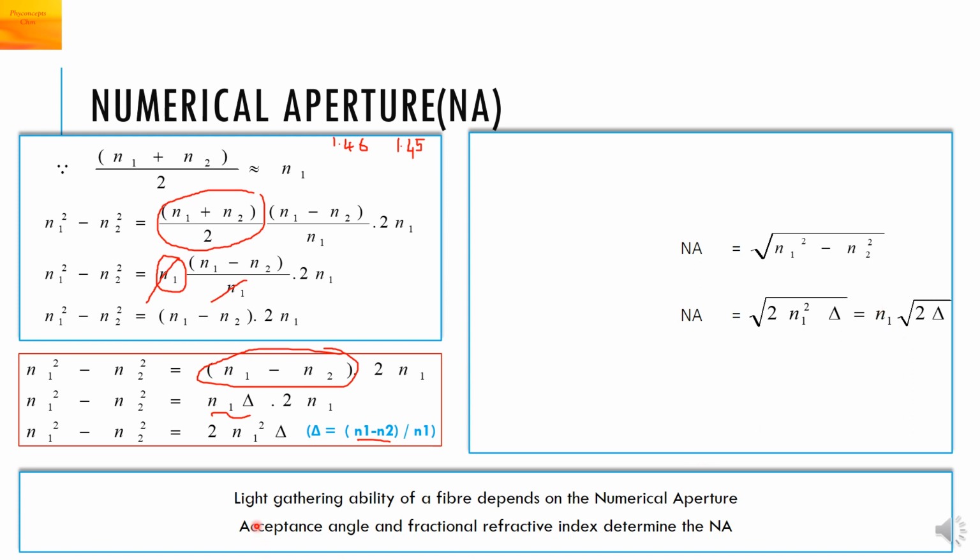So the light gathering ability of a fiber hence depends on the numerical aperture. We can see that this formula contains this fractional refractive index. Also, if you use the earlier formula which we had seen in the definition, that the numerical aperture is the sine of the acceptance angle. So numerical aperture depends upon the acceptance angle and on the fractional refractive index.